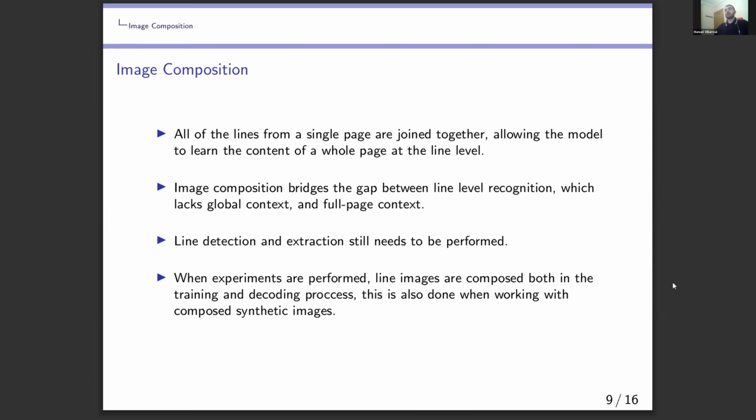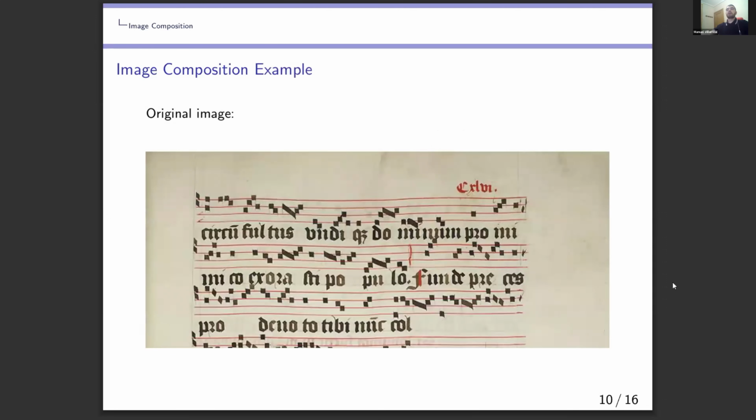The experiments are performed with composed line images, both in the training and decoding processes. And this will also be done with composed synthetic images. For this composition process, here there's an extract of an original image, just the first part of the image, but take into account that the whole image would be used in the real process.